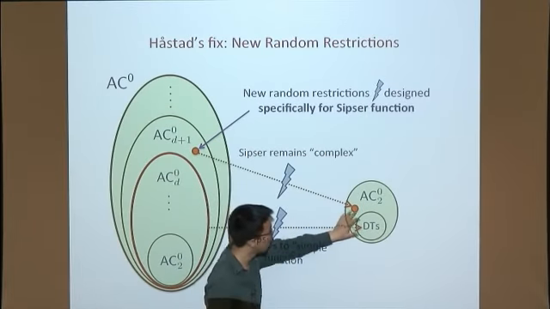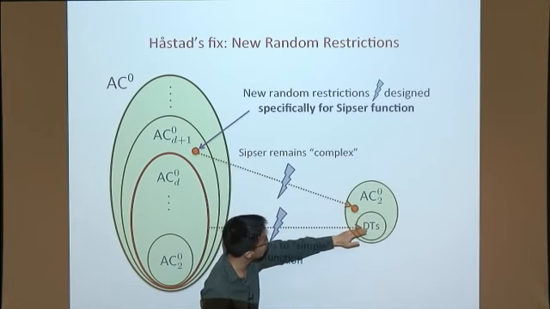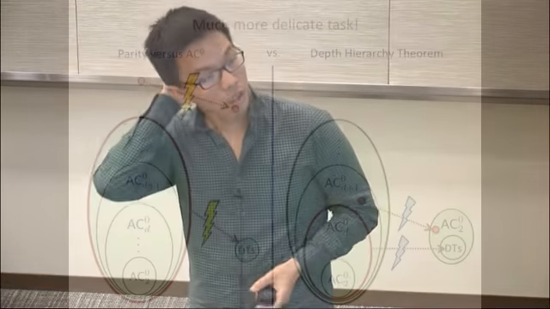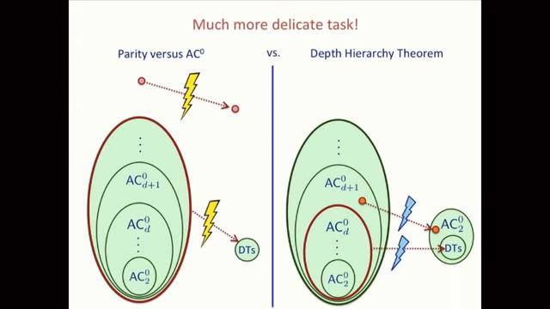And particularly here, you see you're doing something much more delicate, right? Your contradiction comes in the fact that a decision tree cannot compute a depth 2 circuit. It really has to be very careful. So intuitively, just to say again, it's a much more delicate task, right?